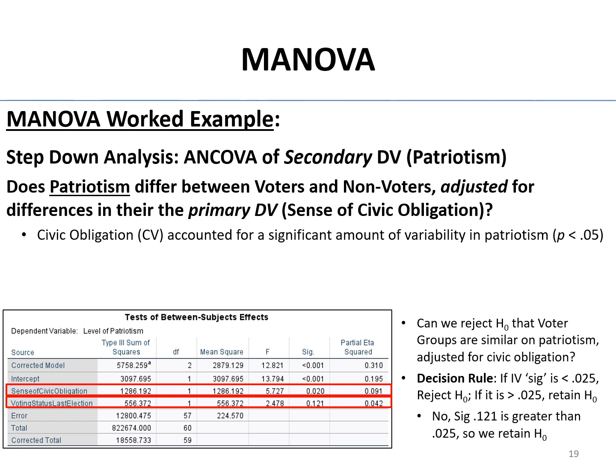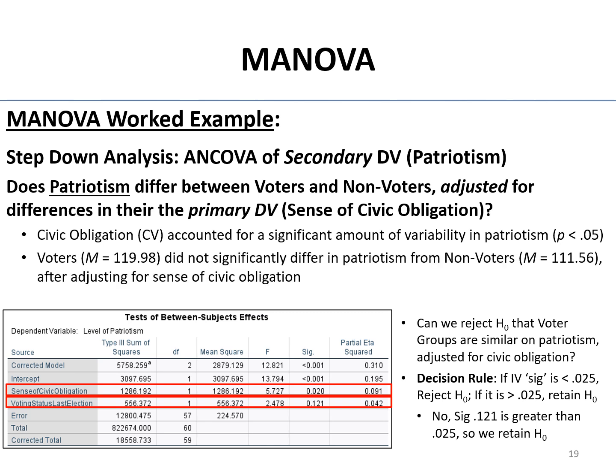What does that mean? It means there's no significant difference between voters and non-voters on patriotism after you take into account sense of civic obligation. The means you would want to use here are the means from the estimated marginal means table, the adjusted means. So our conclusion is that voters, with a mean of 119.98, did not significantly differ in patriotism from non-voters at 111.56 after you adjust for their sense of civic obligation.